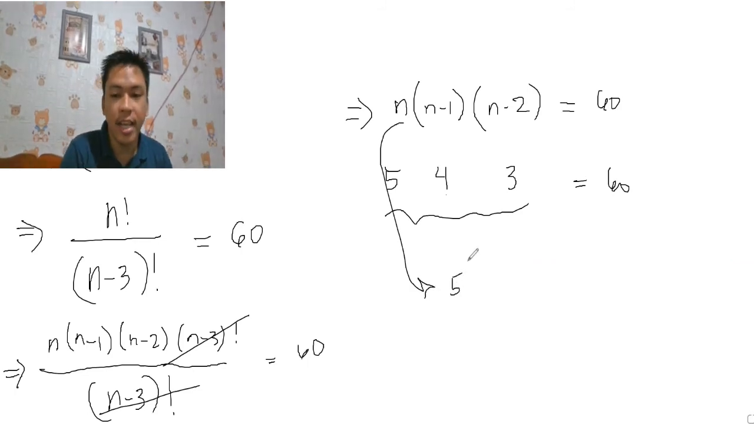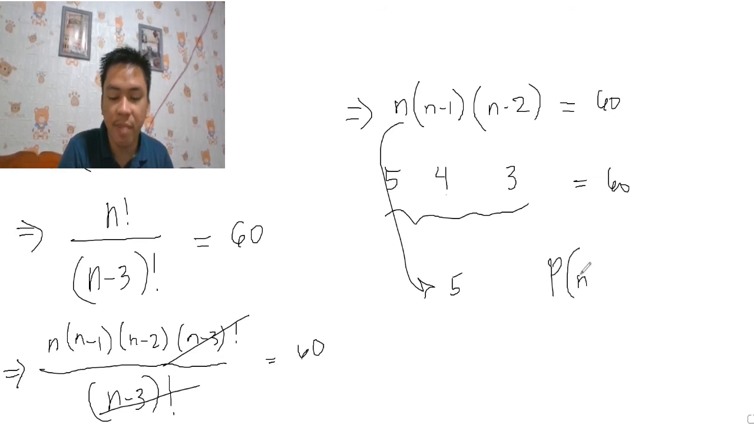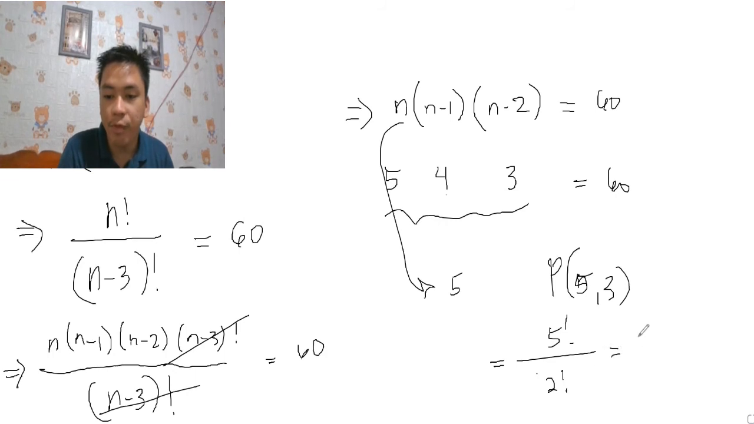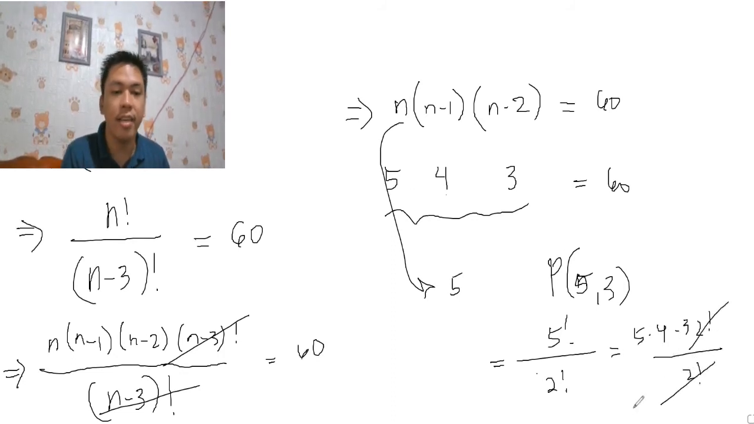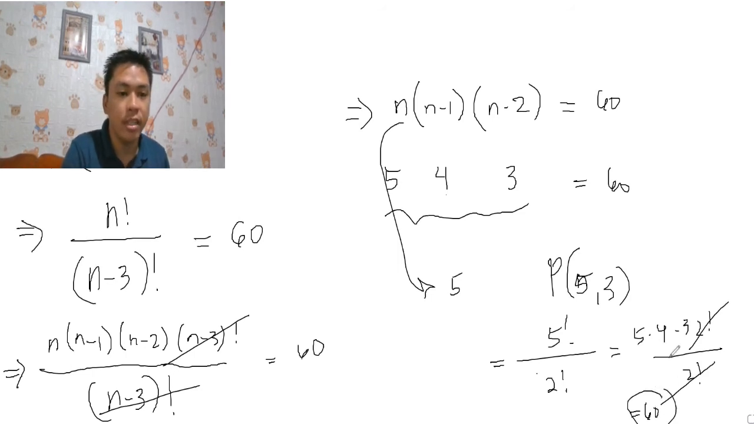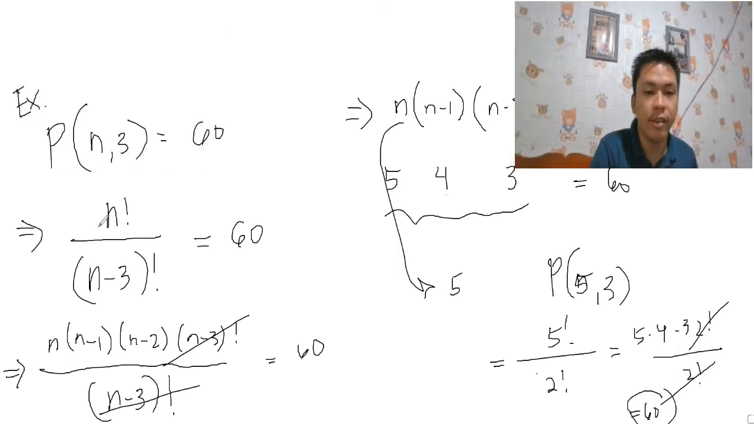So let's review that. Let's recheck: what is P(5, 3)? That's 5 factorial over 5 minus 3, that's 2 factorial. So basically, you have 5 times 4 times 3 times 2 factorial over 2 factorial, so that will be canceled. 5 times 4 times 3, you get 60. Therefore, n here is 5. So the answer here is n equals 5.